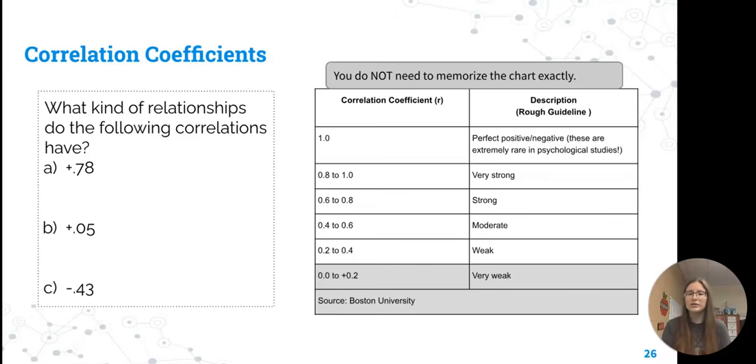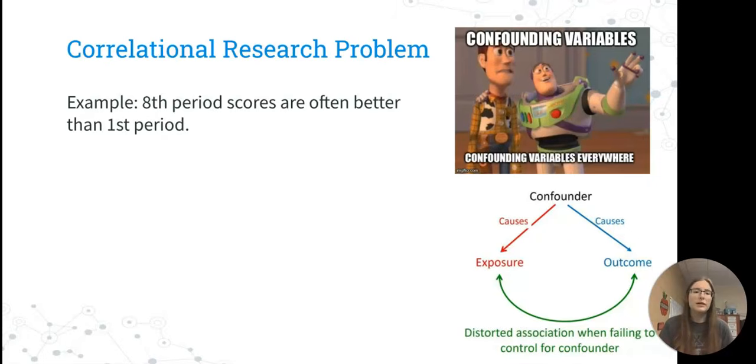So what kind of relationships would have these? Can you think of any? All right, we'll be going over more of those in class. Now, remember, correlation cannot prove causation, right?